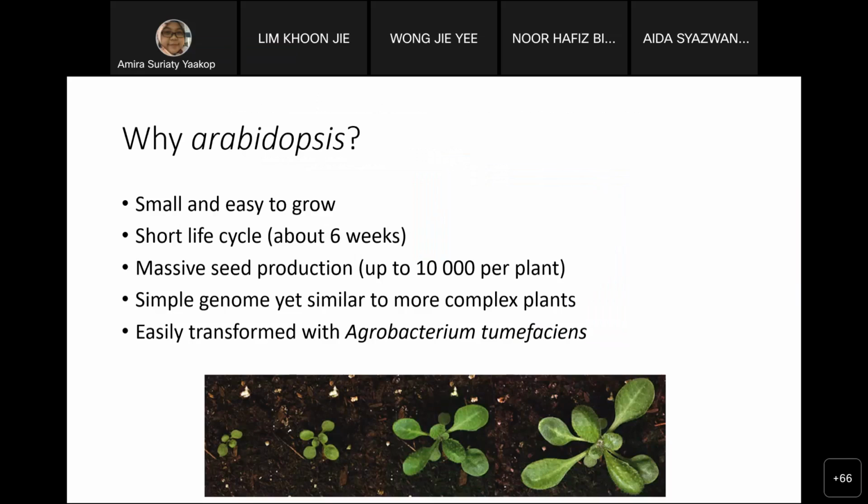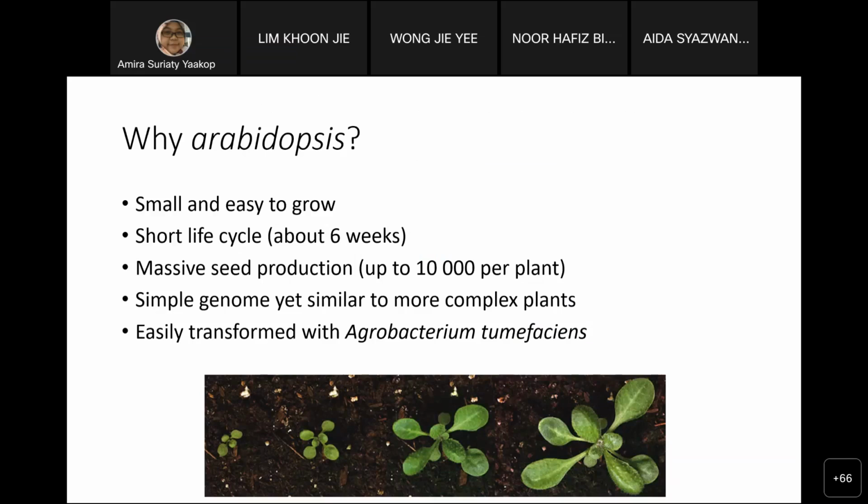Alright, why Arabidopsis? Because it's small, easy to grow and has a short life cycle. It has only a 6-week life cycle. It also has massive seed production, up to 10,000 per plant. So if you want to study the seedling, it'll be easier because of the huge seed production.